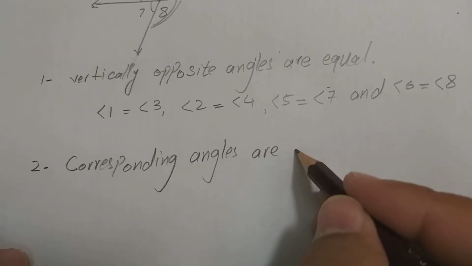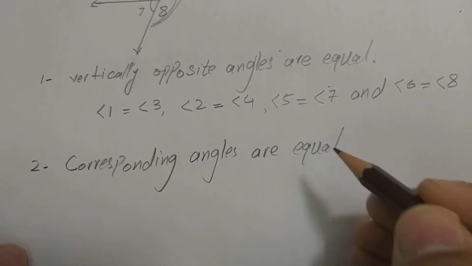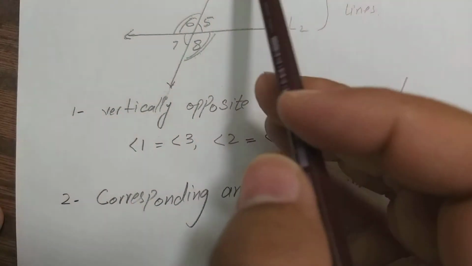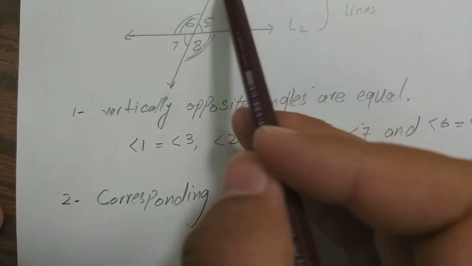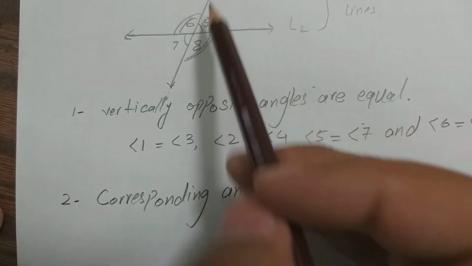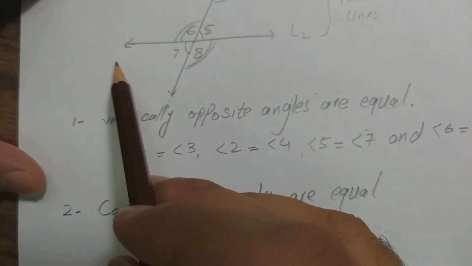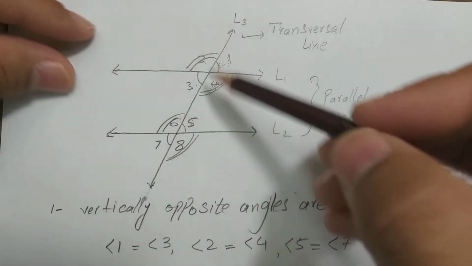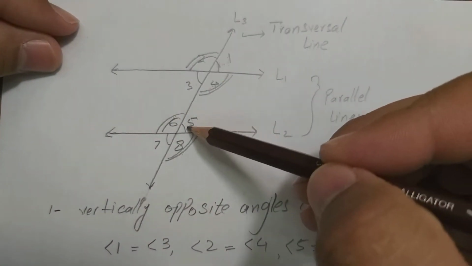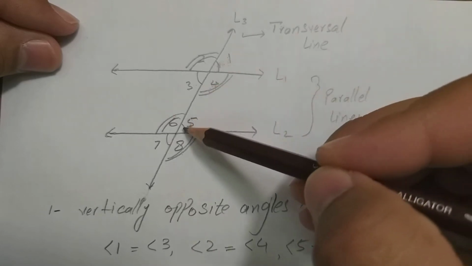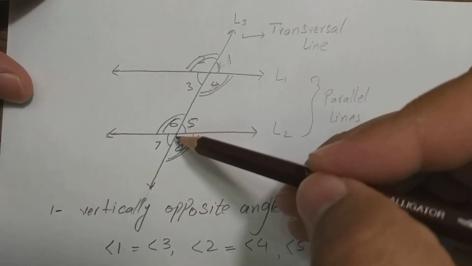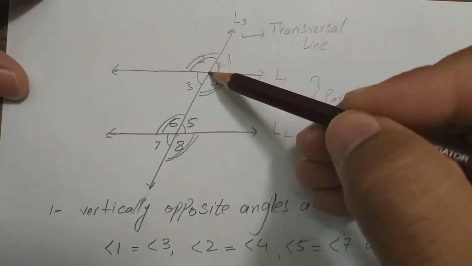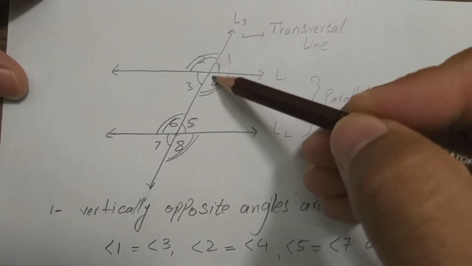are equal. So 1 corresponds to 5. If I cut this angle from here and fix it on this particular point, these two angles look the same. Or you can put a protractor here, measure this angle, and do the same here, and you will find the same angle.